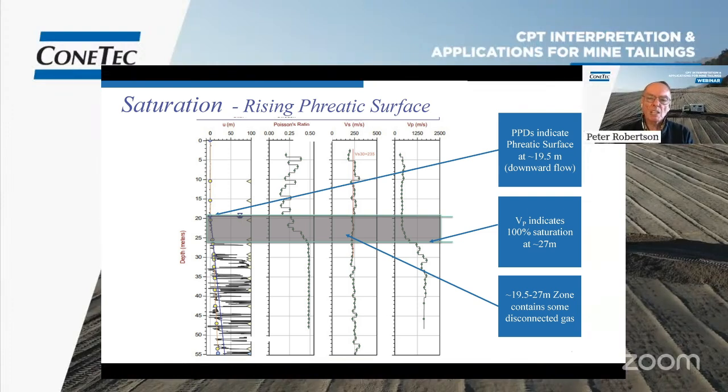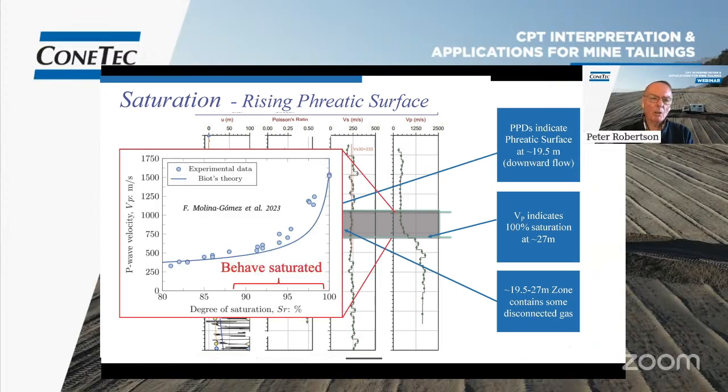So you can see that below a depth of about 27 meters, it's the standard value of roughly 1,500 meters per second in a fully saturated soil. But above that, it's quite a bit less, which would indicate it's not saturated. But in that zone between 19.5 to 27 meters, it's almost saturated. It's got small air bubbles. Saturation's about 90%.